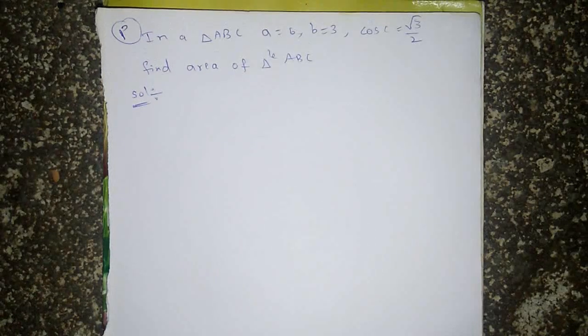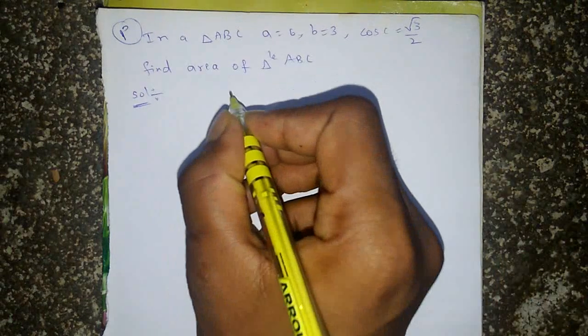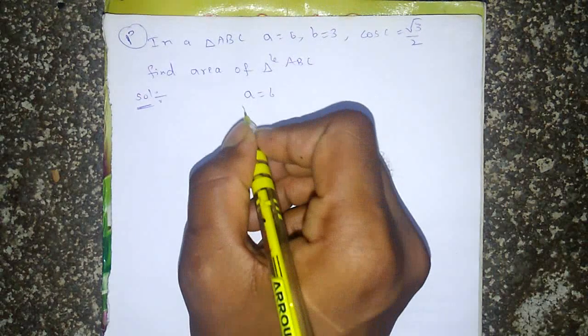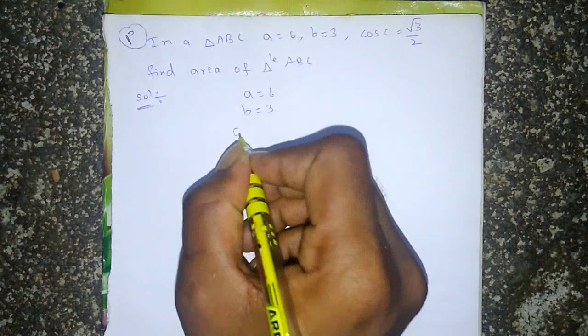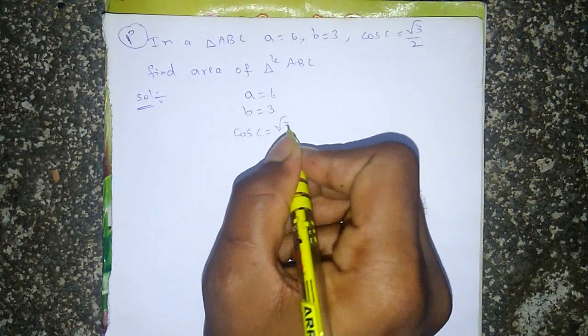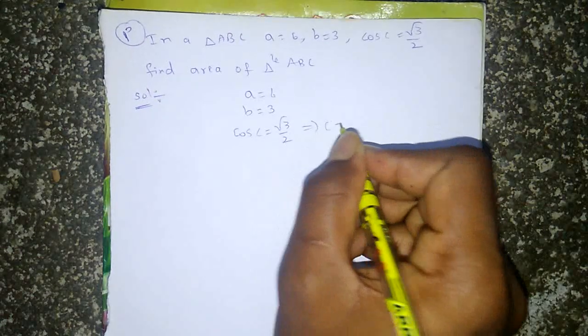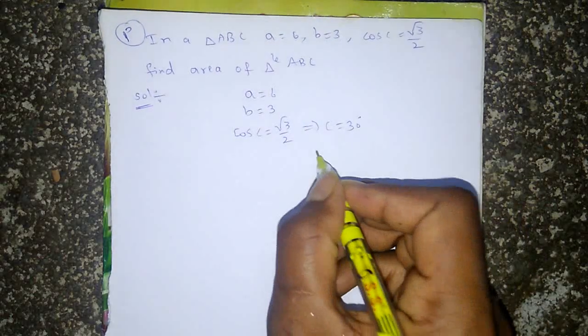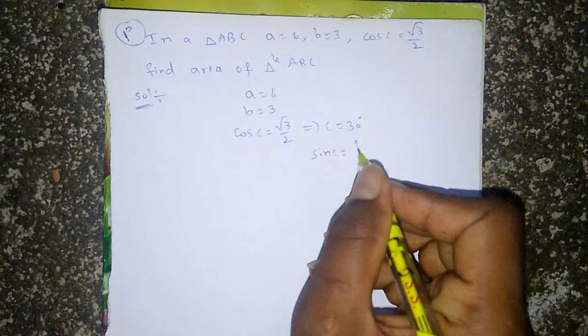So our next problem is, in a triangle ABC, a is equal to 6, b is equal to 3, cos C is equal to root 3 by 2, find the area of the triangle ABC. Here given a is equal to 6, b is equal to 3 and cos C is equal to root 3 by 2, implies C is equal to 30 degrees, implies sin C is equal to 1 by 2.